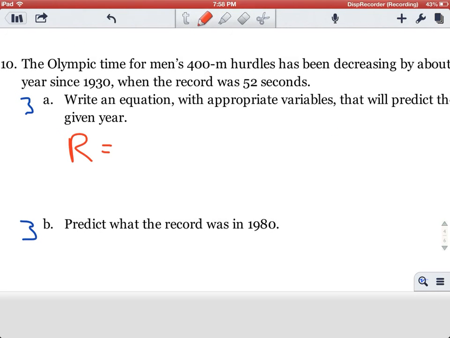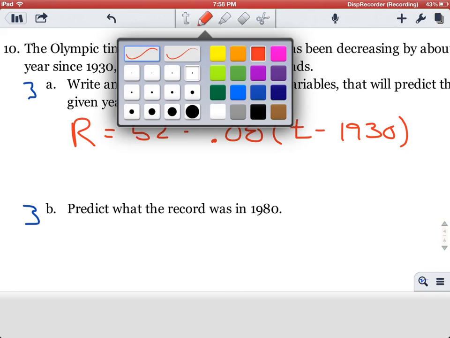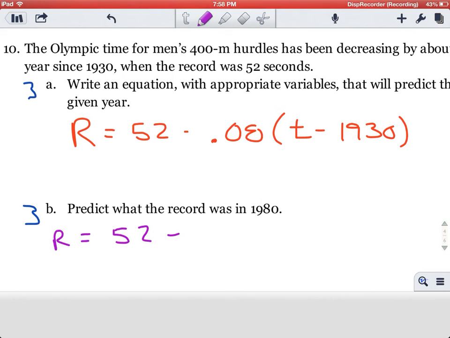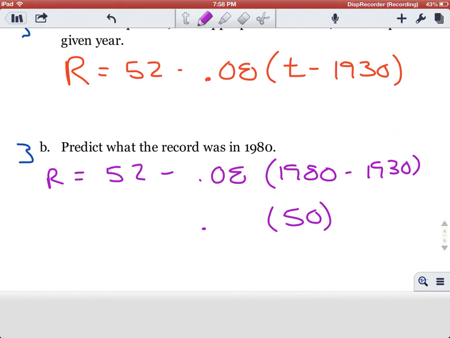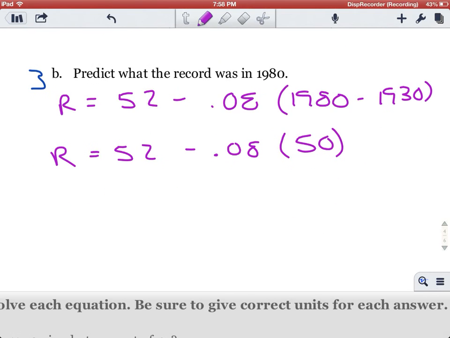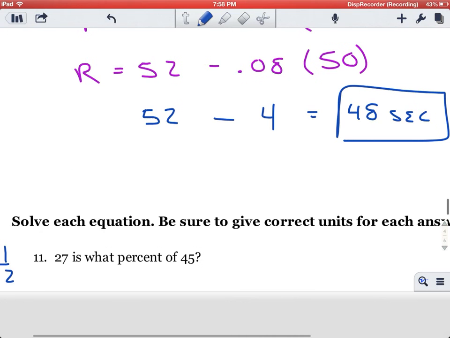Part A, appropriate variables. The record is 52 minus 0.08 t minus 1930. To solve, we simply need to plug in 1980. That's going to be a span of 50 years. Eight times 5 is 40. So 0.08 times 50 is 4. The record is 48 seconds.